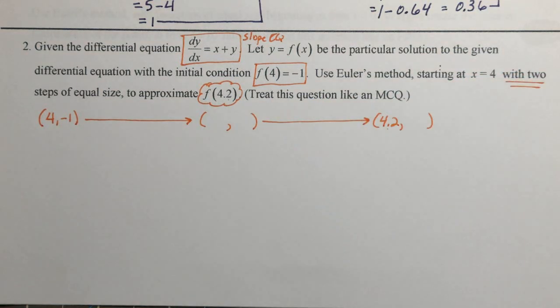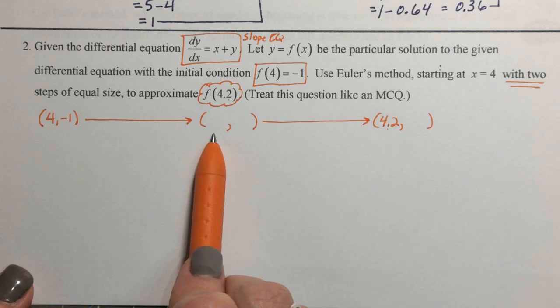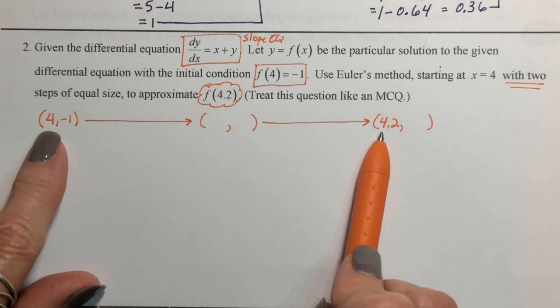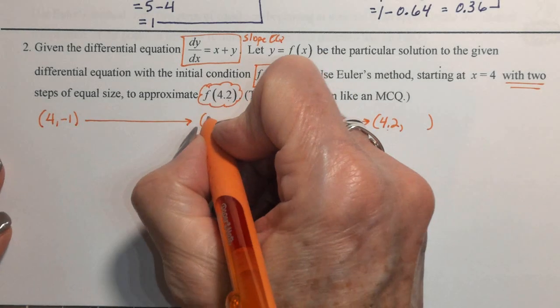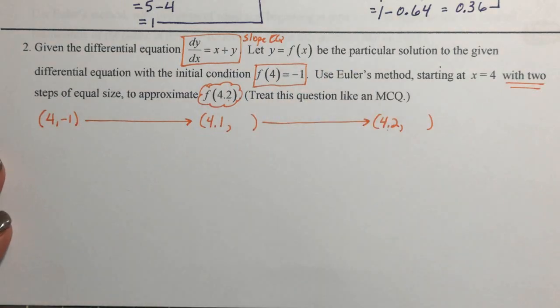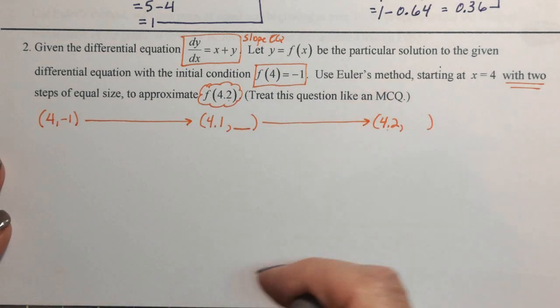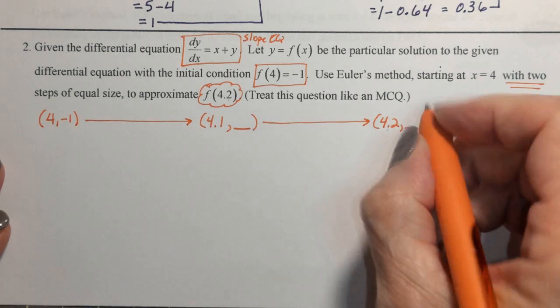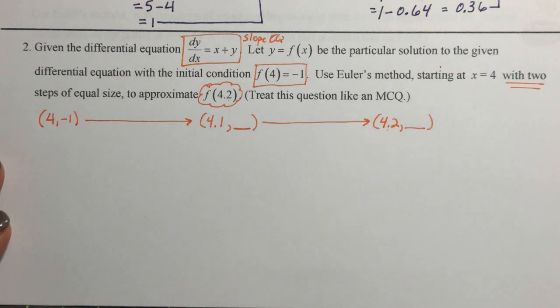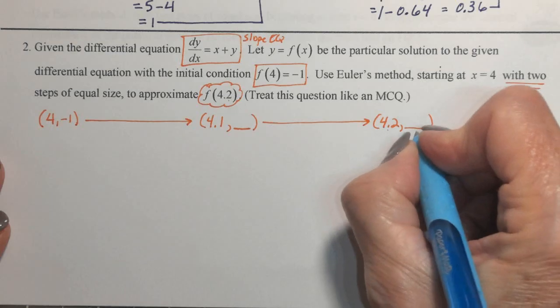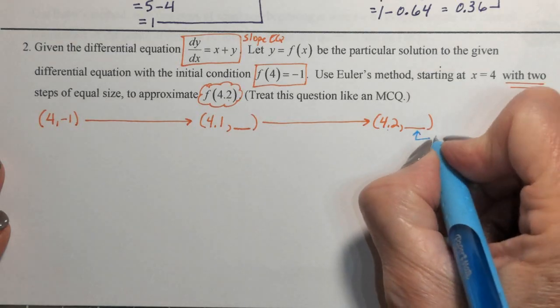So I ask myself, what x coordinate is halfway between these two x coordinates? And that would be 4.1. So I'm going to get a y value here. That'll be my first step. And then I'm going to get a y value here. That will be my answer. So our answer is right there.